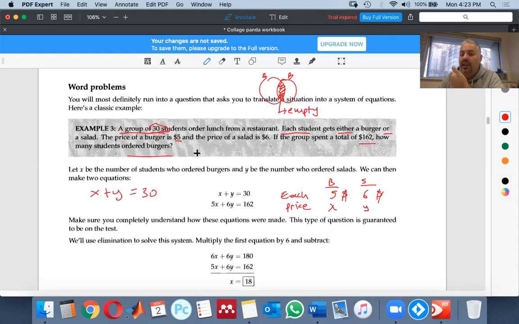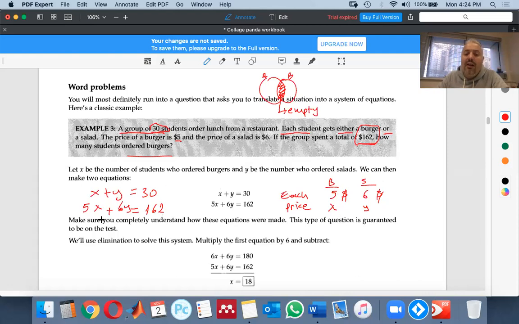And then the keyword, it says that they spend 162. It means that X students buy burgers, which is $5. That means if one student pays $5, two students pay $10, three students pay $15. It means X students pay 5X dollars. Similarly, if one student buying a salad pays 6, two students pay 12, three pay 18, it means that Y students pay 6Y. Now this is my system.